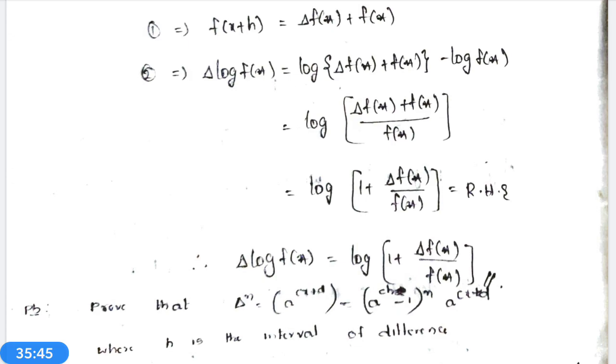Log a minus log b is equal to log a by b. That is log of delta fx plus fx by fx is equal to logarithm of delta fx by fx plus 1, because fx by fx is 1, which is the RHS. Therefore, delta log fx is equal to log of 1 plus delta fx by fx. Another problem.